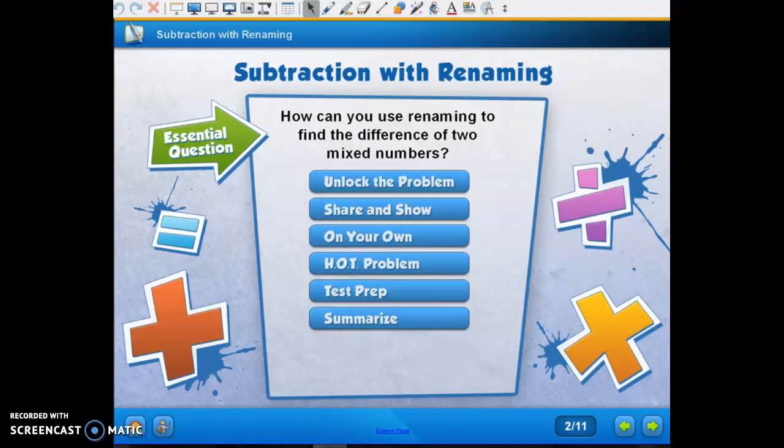Today we're working on lesson 6.7, subtraction and renaming fractions, and how you can use renaming to find the difference of two mixed numbers. What are mixed numbers? They have a whole number and a fraction. Okay.